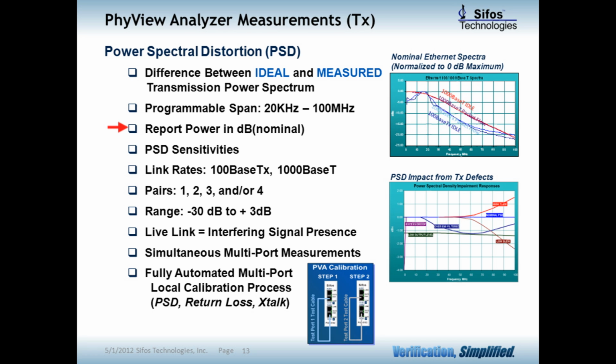Power over frequency is reported as dB nominal, where 0 dB equates to an ideal transmitter, while positive values correspond to overpower and negative values correspond to underpower performance. Power spectral distortion is sensitive to several characteristics of transmitted 100 base TX or 1000 base T signals.